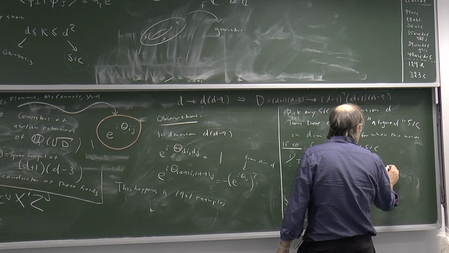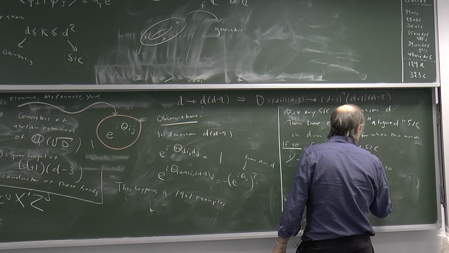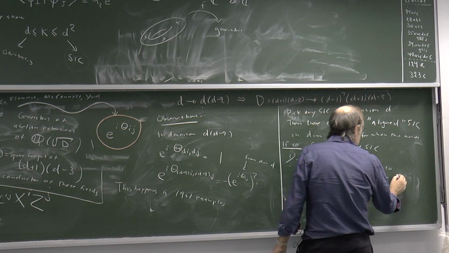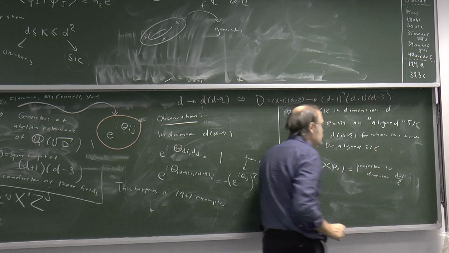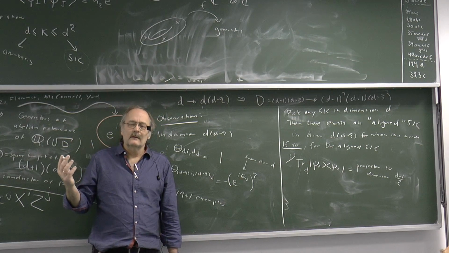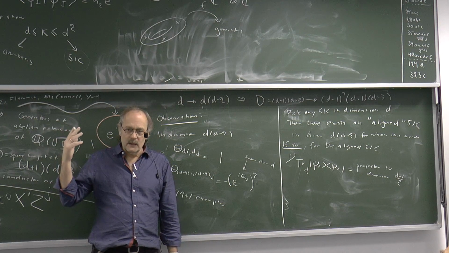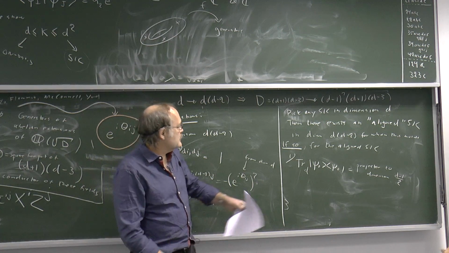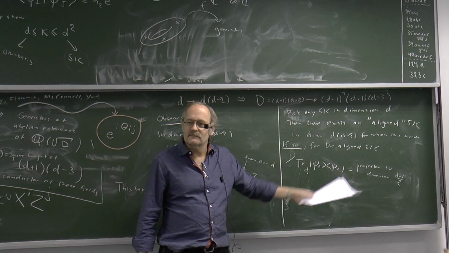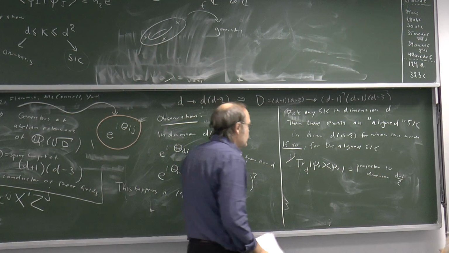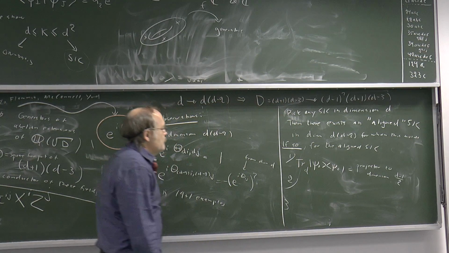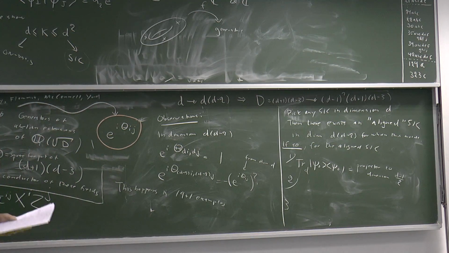proportional to a projector. This lives in dimension d minus 2 now, but the reduced density matrix actually has only d minus 1 over 2 Schmidt coefficients, and they're all equal. In other words, the aligned SICs have surprising, or at least interesting, entanglement properties. The same thing happens, of course, if you trace out the other factor.